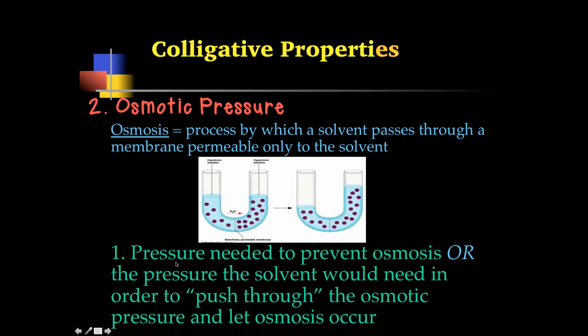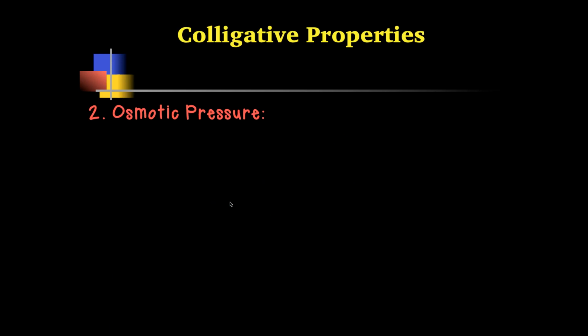You could also think of it as the other way. Well, what if I want there to be osmosis? How much pressure would the solvent need to overcome to let osmosis happen? So it's the same kind of thing. So how much pressure would need to be inside the cell to be able to push through if there was osmotic pressure outside? Or how much pressure would I have to add to something so that osmosis can't happen, so that the solvent will not move? That's the idea.